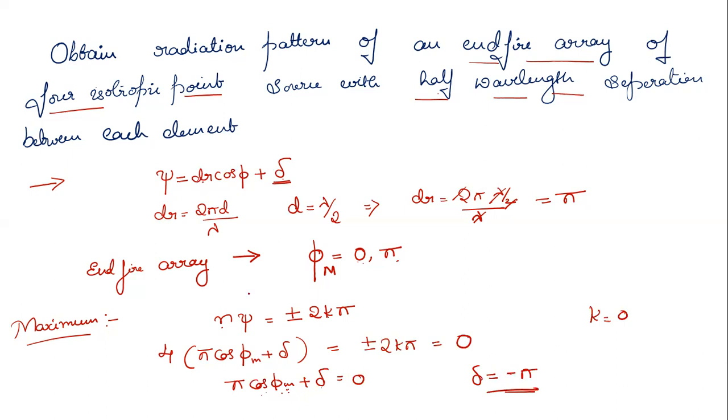Okay, so now I'll rewrite the equation. Psi is equal to, initially what we had written, dr cos phi plus delta. So it came down to pi cos phi plus pi. I will write it like this. So this is psi. Now we have obtained the maximum.